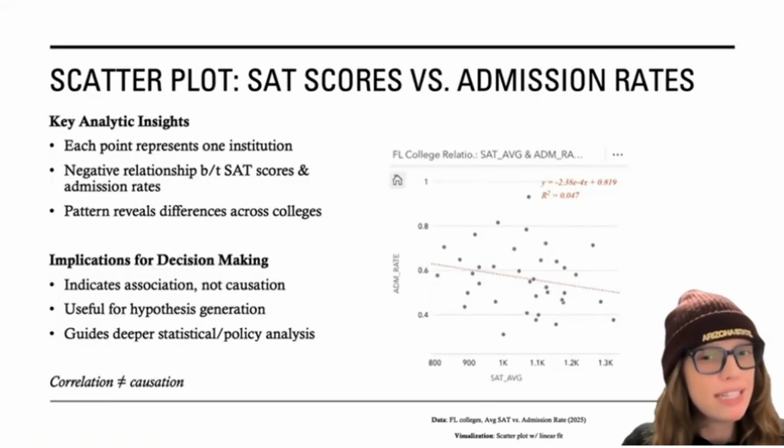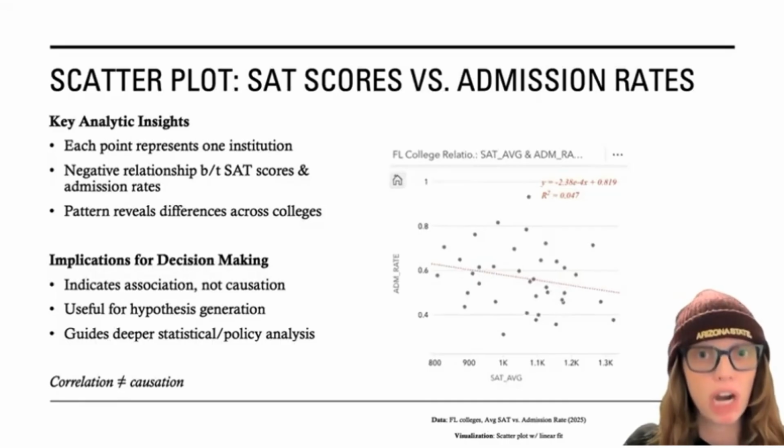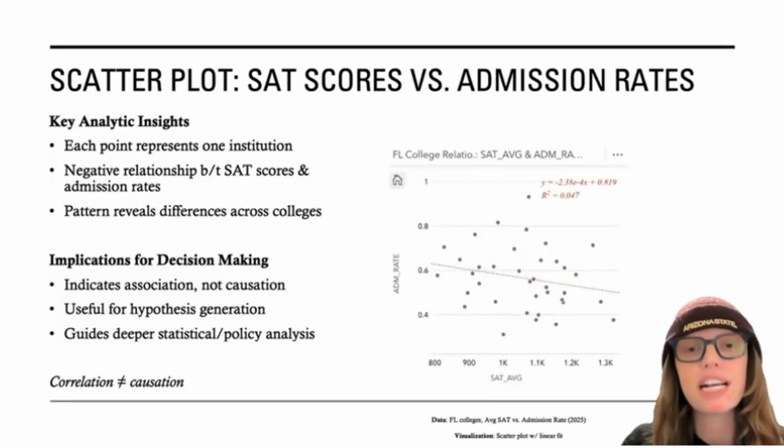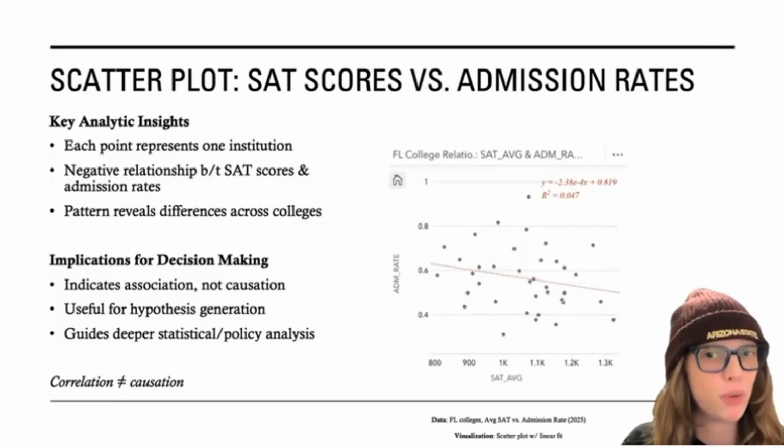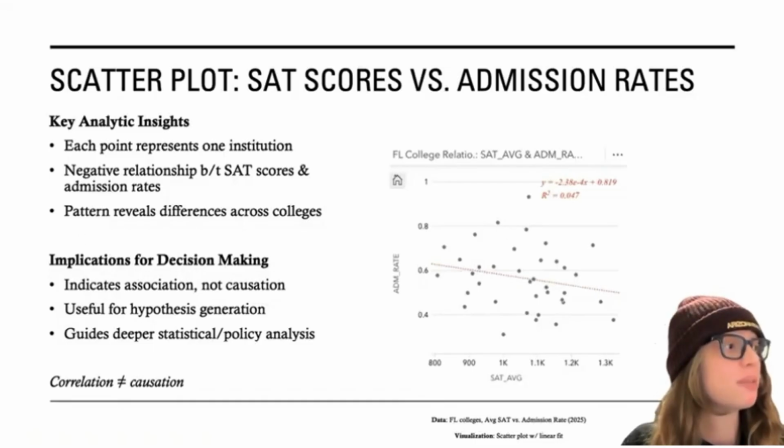While the visualization suggests an association between selectivity and SAT scores, it does not explain why the relationship exists or account for confounding factors. In practice, scatter plots support exploratory analysis by revealing possible relationships that can guide further investigation rather than serving as evidence of causation.